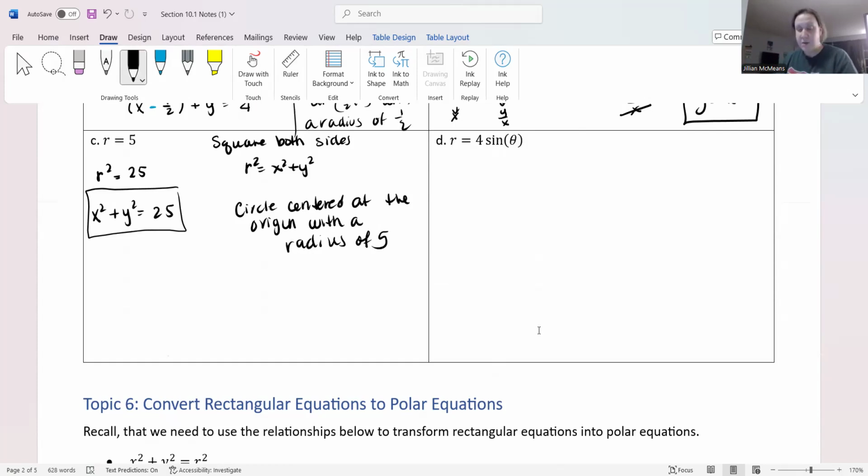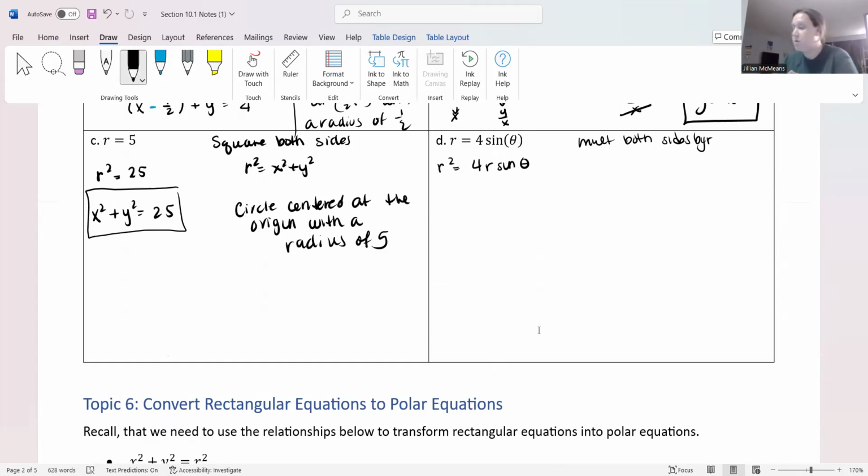Now, for our last example, let's multiply both sides by R, because I'll get an R squared for sure, but then I'll get something with R sine theta, and we know R sine theta is one of our substitutions. So let's multiply both sides by R. When I do that, I get R squared equals 4R sine theta.